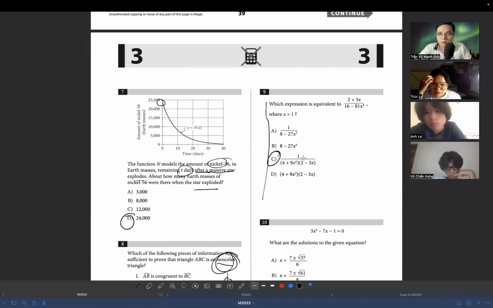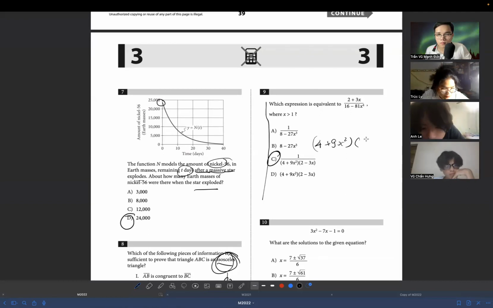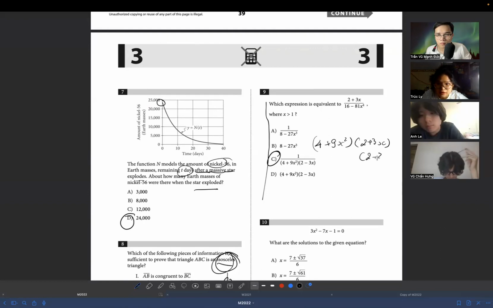16 minus 81x to the power of 4, equal to 4 plus 3... 4 plus 9x squared, total multiply 2 plus 3x multiply 2 minus 3x. 2 minus 3x. Yes. Yes.